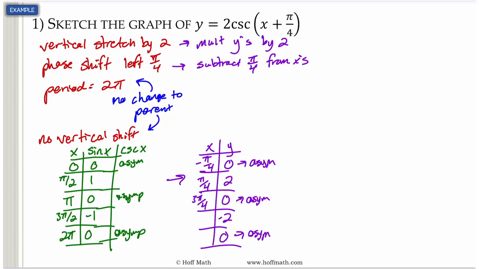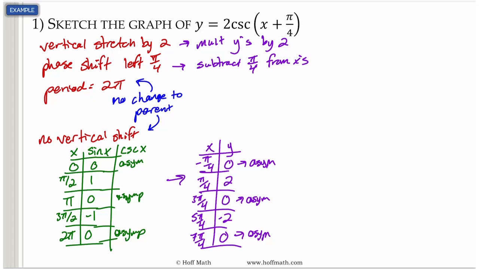And then 3 pi over 2 minus pi over 4, common denominator is 6 pi over 4 minus pi over 4. So that's going to be 5 pi over 4. And then 2 pi minus pi over 4, 7 pi over 4. All right, now all we have left to do then is to make our grid and plot some points.